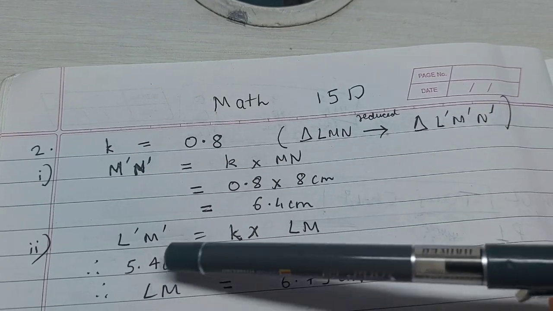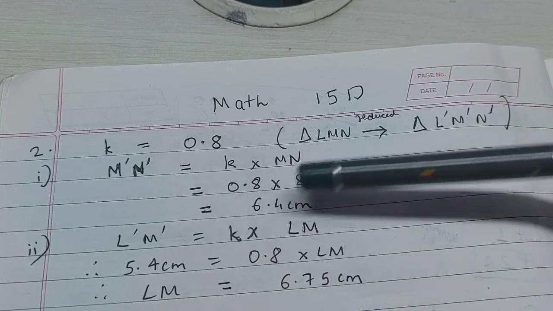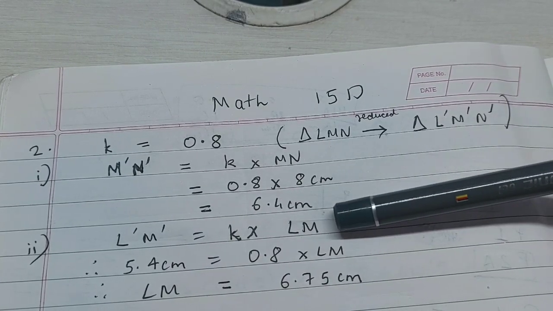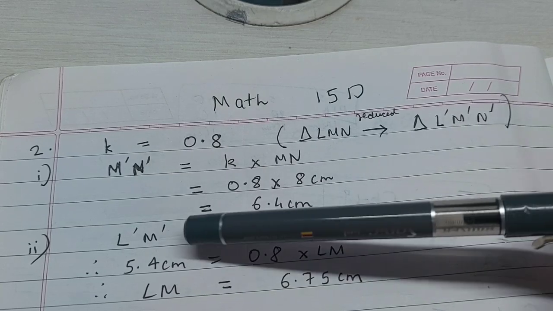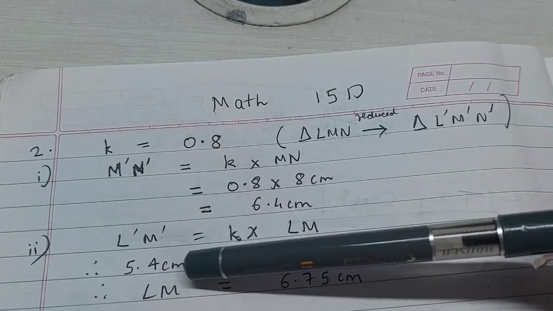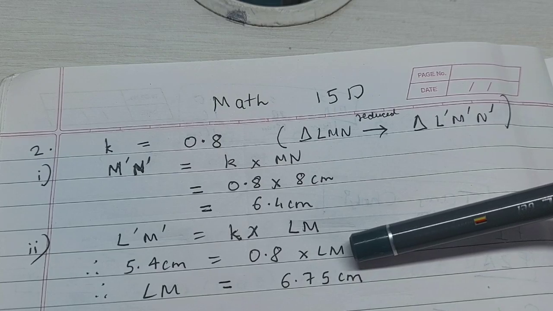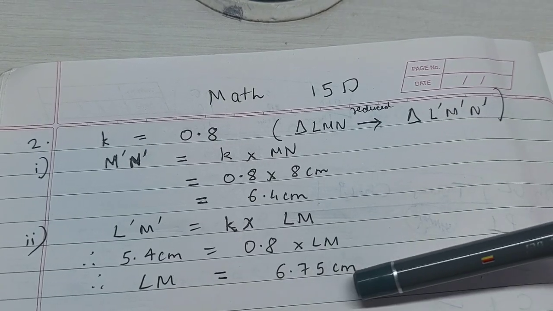Second, again the smaller side is equal to K times, K is a scale factor, into the larger side. Now this time they have given the length of L dash M dash. So we get the larger length, LM is 6.75 centimeters.